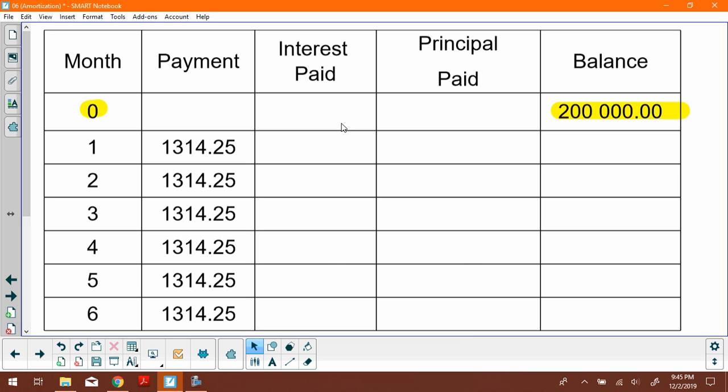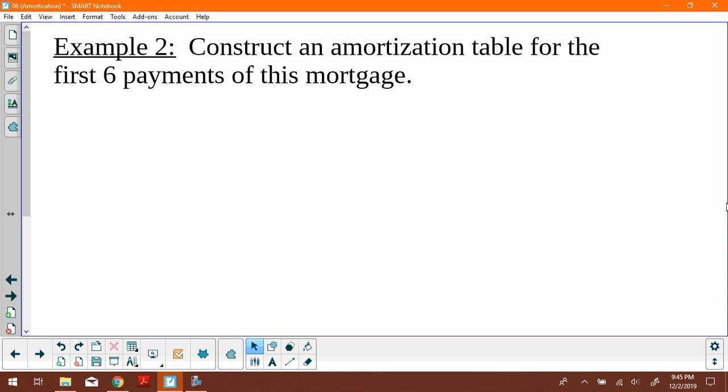So under interest paid, at the end of 1 month, I have to figure out how much interest was earned on this balance of $200,000. So we're going to show how that part works by writing out those steps.